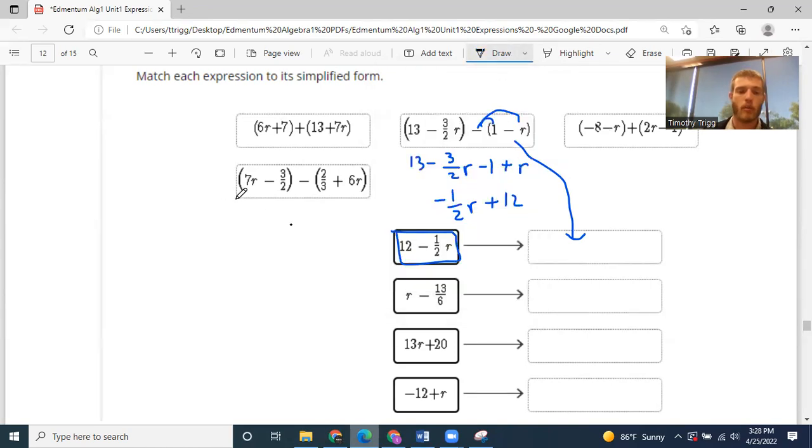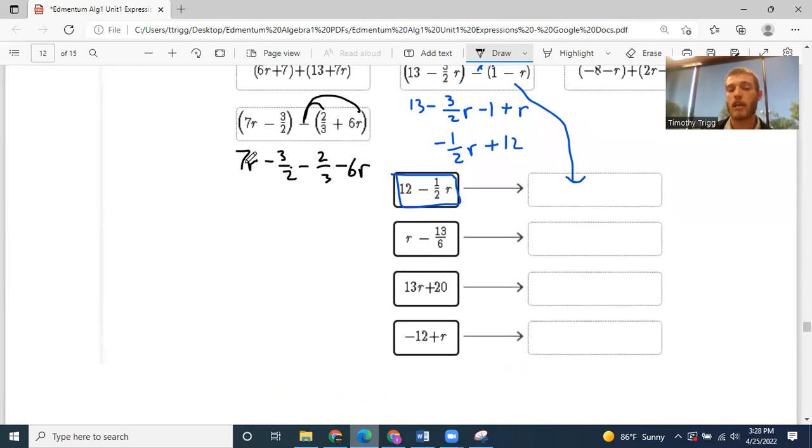I'm going to do this other fraction one with you. So here, this first parentheses, again, doesn't matter. The second parentheses gets this negative, changing both their signs. Negative 2/3 minus 6R. I like to combine my R's together first. So 7R minus 6R, that's 1R. If it's 1R, I'll just write it as R.